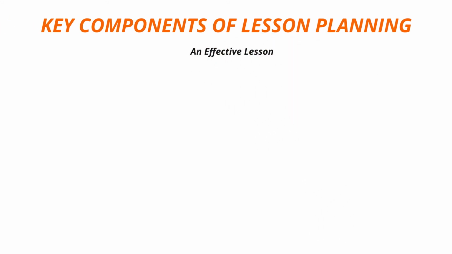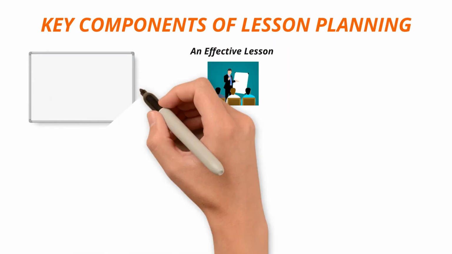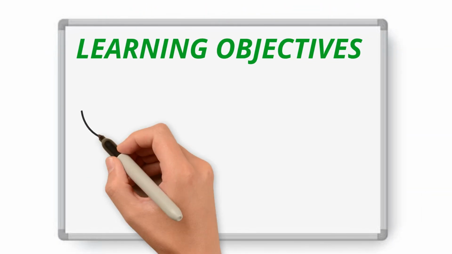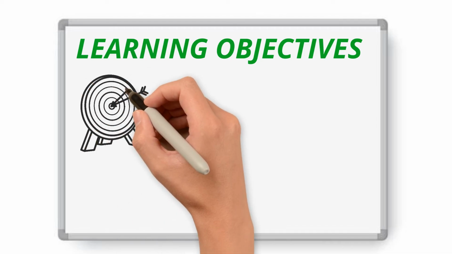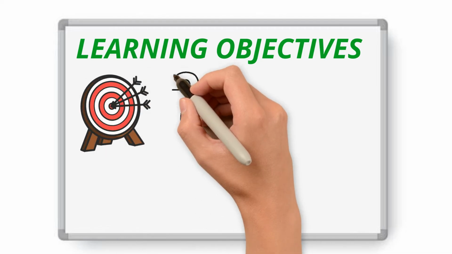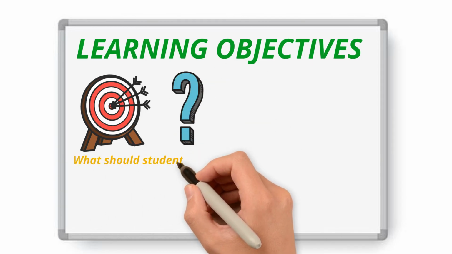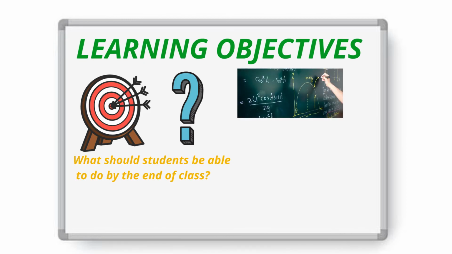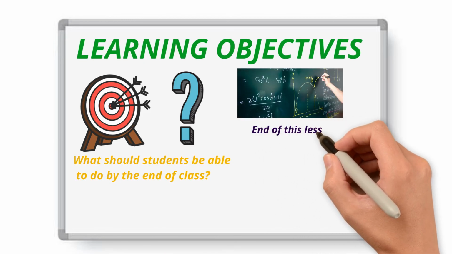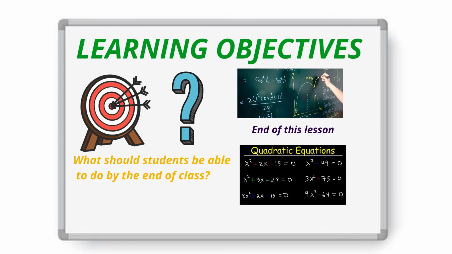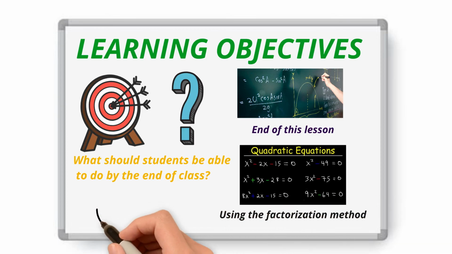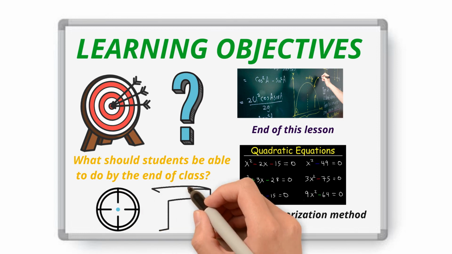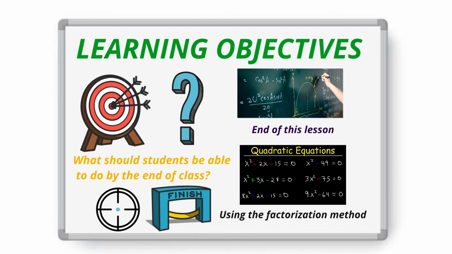Key components of lesson planning. An effective lesson plan usually includes 5 key components. Let's break them down with examples. 1. Learning objectives. Learning objectives are the targets of the lesson, the end goals. They answer the question, what should students be able to do by the end of class? For example, in a math lesson, the objective might be, by the end of this lesson, students will be able to solve quadratic equations using the factorization method. Clear objectives not only guide teachers but also give students a sense of purpose. They know exactly what they're working toward.